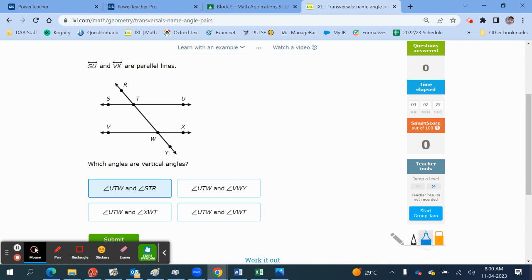So we select that one. We have to check them all. UTW, and the other one is VWY. So here, this shape is nothing. These angles have no relation.